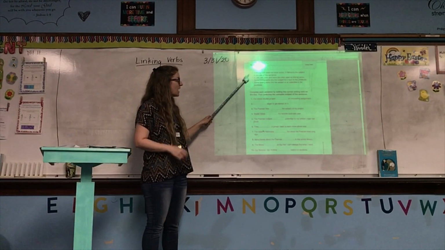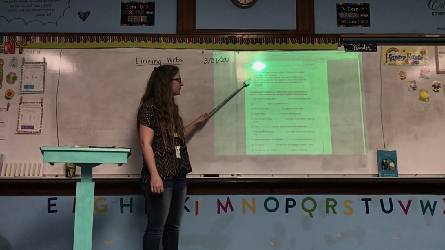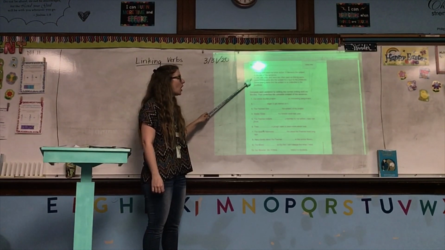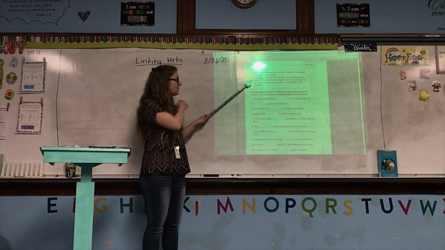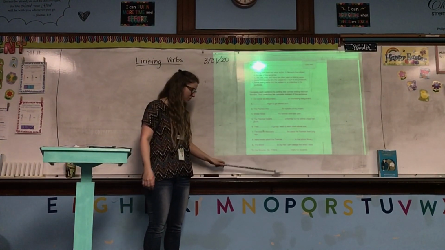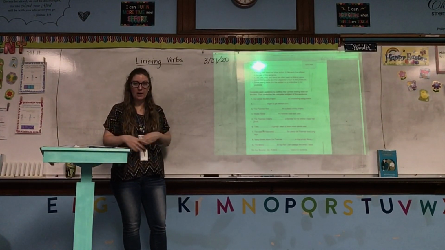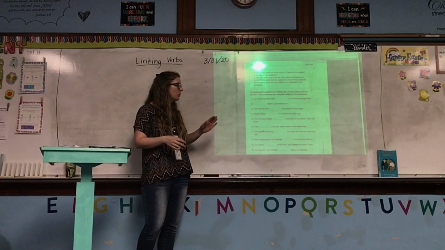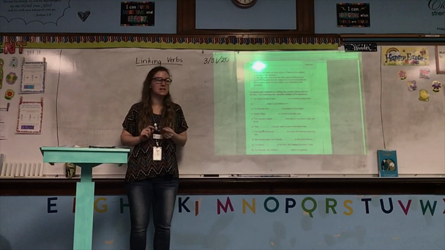A linking verb does not show action. It connects the subject to the rest of the sentence. Is, are, am, was, and were are often used as linking verbs. Some linking verbs link the subject to a noun in the predicate. Some linking verbs link the subject to an adjective in the predicate. They never link the subject to a verb. That would be a helping verb. So you're making sure that there is another noun or there is an adjective.